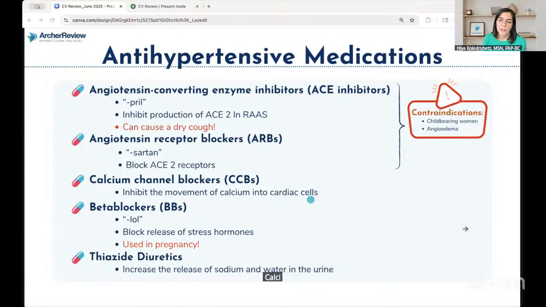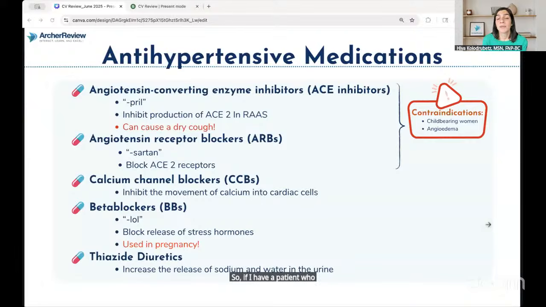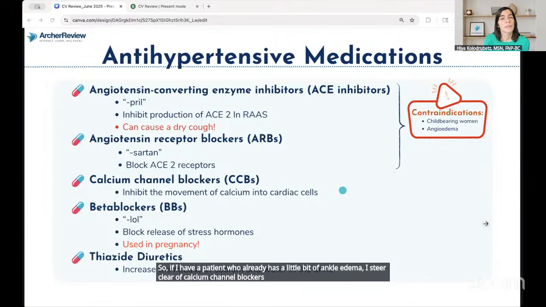Calcium channel blockers work really well. Biggest side effect with calcium channel blockers is lower leg edema. So if I have a patient who already has a little bit of ankle edema, I steer clear of calcium channel blockers just because it's going to make it a little bit worse and they won't be happy with me.